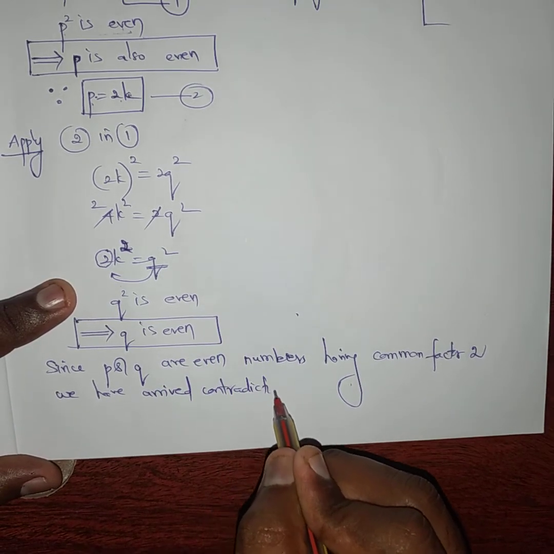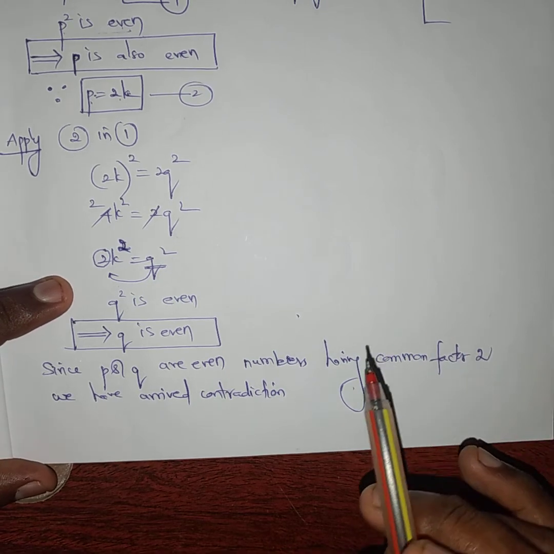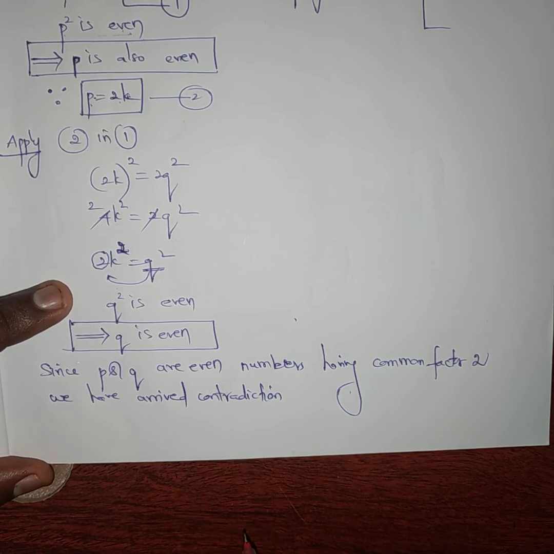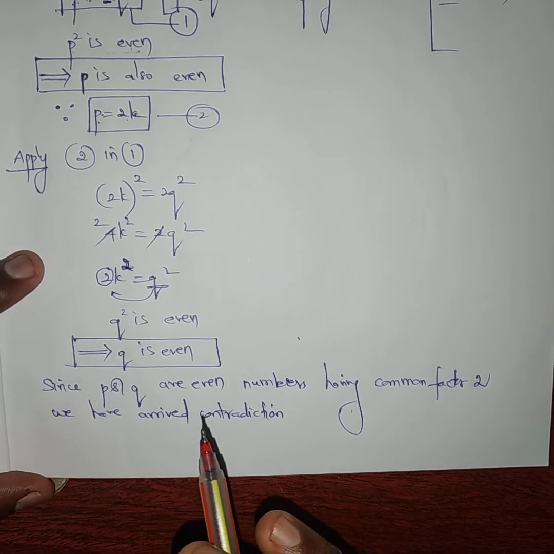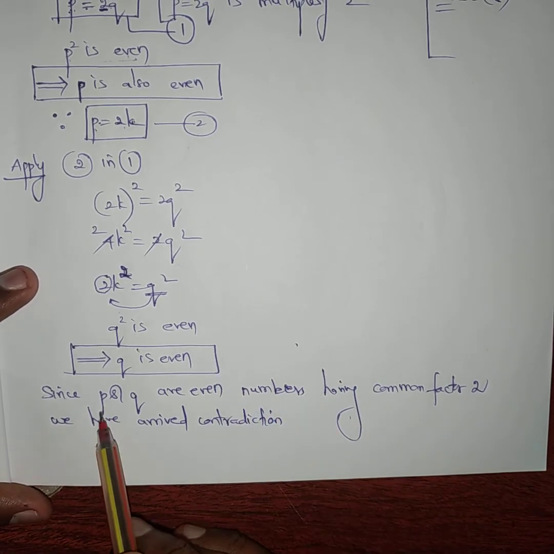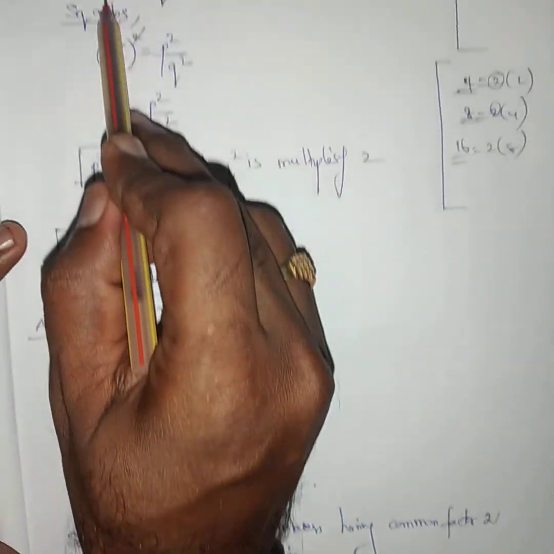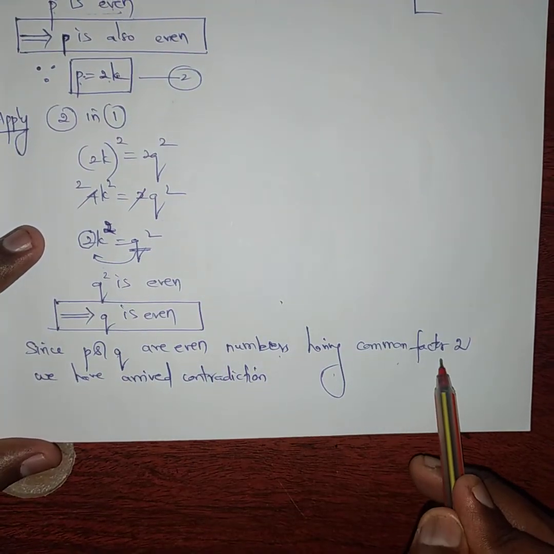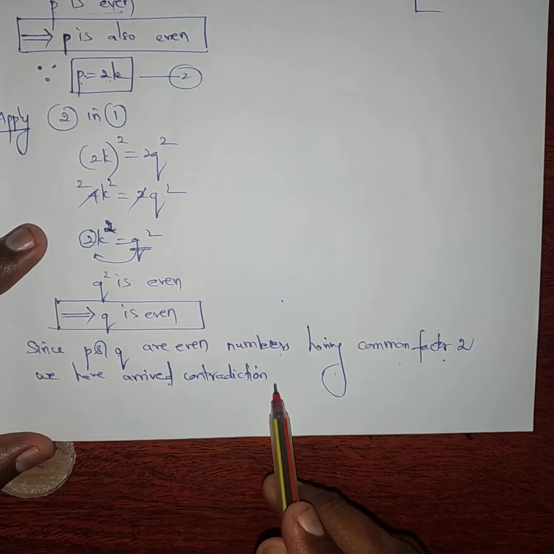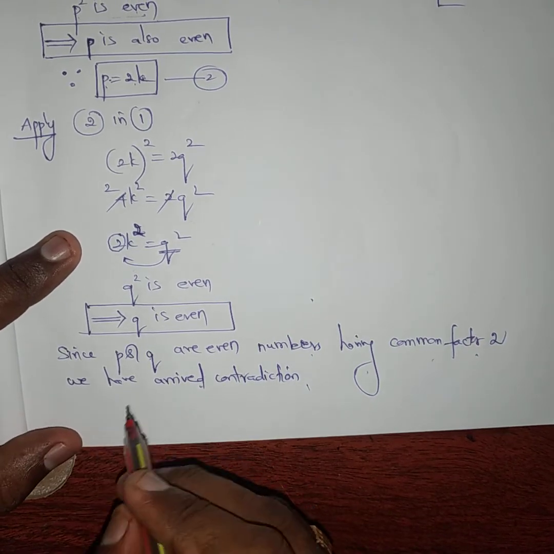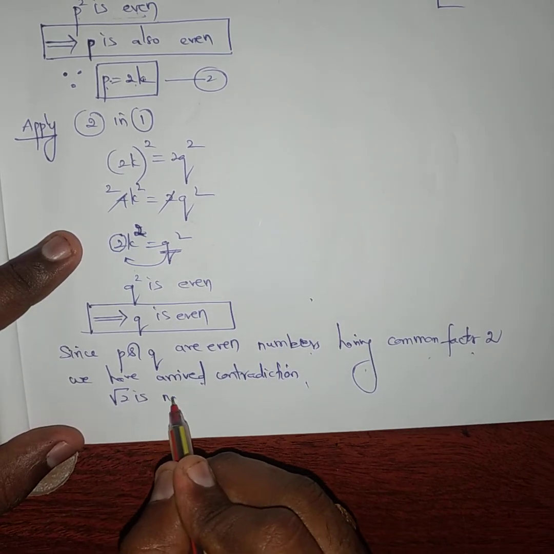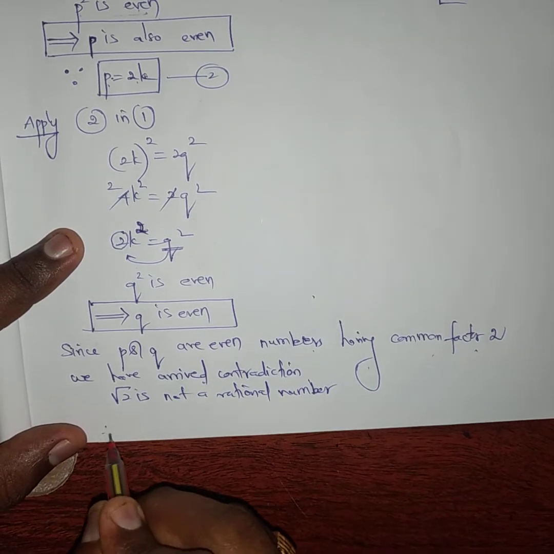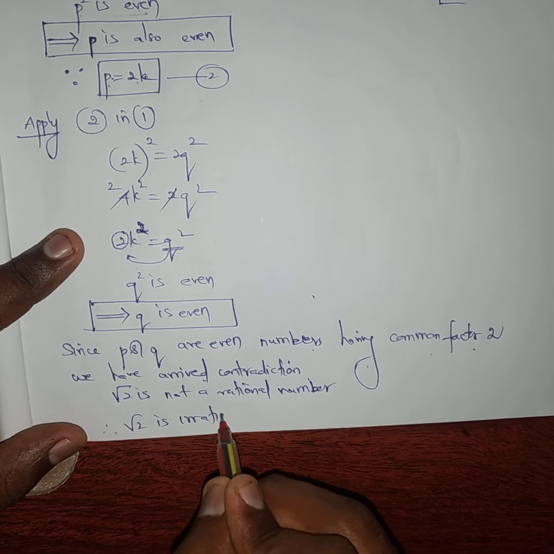Since p and q are both even numbers having common factor 2, we have arrived at a contradiction. What contradiction have we arrived at? Any rational number p by q should have only 1 as the common factor. But here the rational number root 2, which I wrote as p by q, has both even numbers with common factor 2. Therefore, we have arrived at a contradiction, and root 2 is not a rational number. Therefore, root 2 is an irrational number.